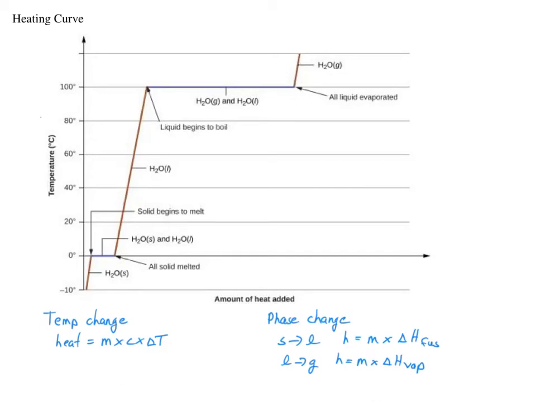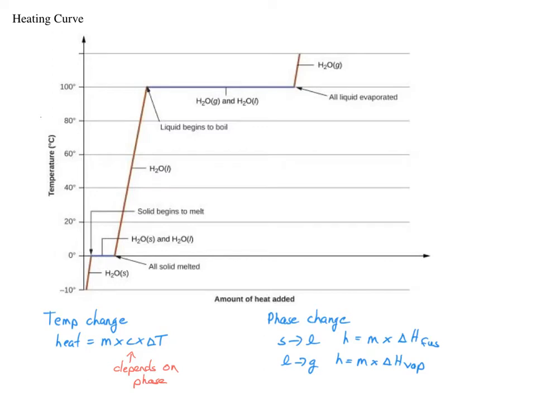And if we look at quantifying the heat in each of these different regions of the heating curve. Initially here, this is a temperature change region, and the heat is going to be calculated by the mass times the specific heat times delta T. Now, as we've learned in our earlier problems, the value of the specific heat of water depends on the phase. If you look at your equation sheet, you'll see there are different values for the specific heat of water depending upon whether it's in the liquid, solid, or gaseous phase.